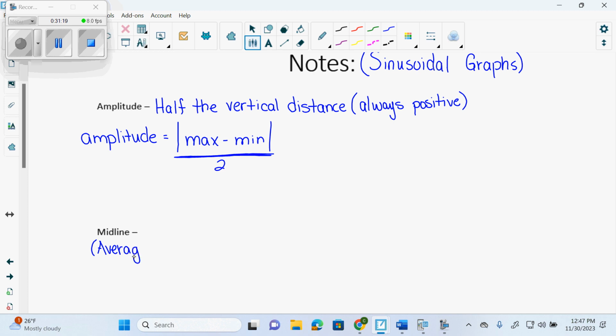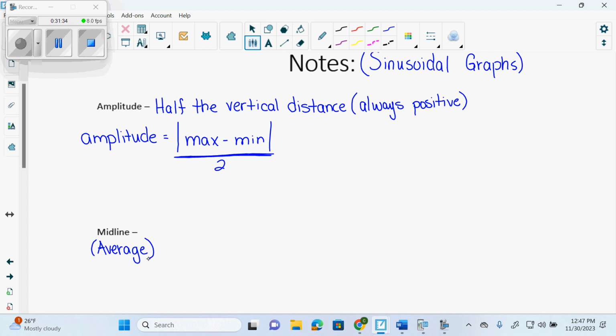If I was finding the average between 2 marks, what would I do? Add the 2 marks up and then divide by 2, correct? If I'm trying to find the average between a max and a min, what am I going to do? Add the min and max and divide by 2.